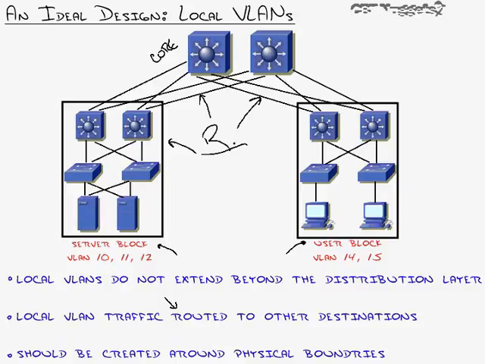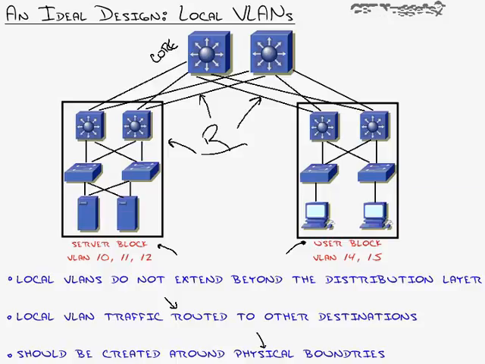These local VLANs should be created around the physical boundaries. And usually, I know we don't think about things in physical terms anymore because VLANs are completely logical, but they should really be created, physically speaking, with switches that are directly connected. You directly connect access layers to a distribution layer. You directly connect distribution layers to core layers. Those are your boundaries that should contain your local VLANs.